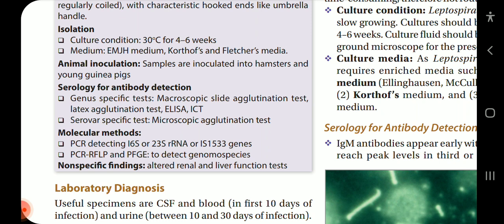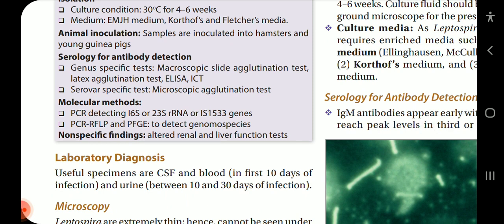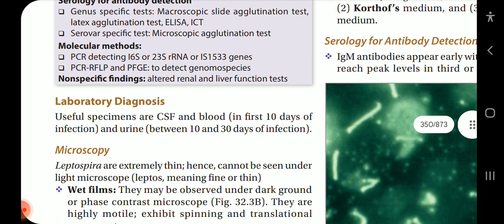Serology for antibody detection, genus specific test: macroscopic slide agglutination test, latex agglutination test, ELISA and ICT. Serovar specific test: microscopic agglutination test. Molecular methods: PCR detecting 16S or 23S rRNA or IS1533 genes, PCR RFLP and PFGE to detect genome species. Non-specific findings: altered renal and liver function tests.